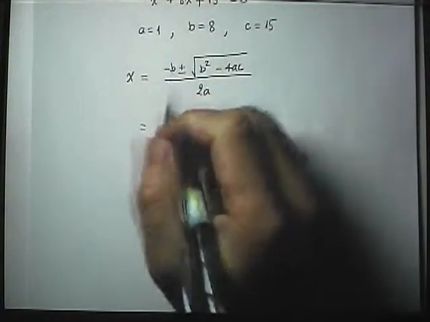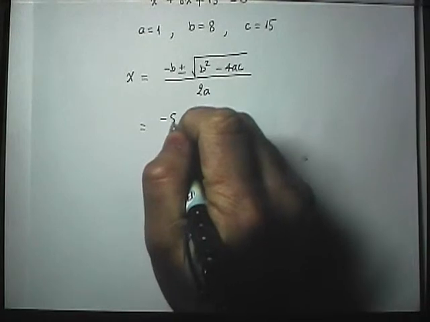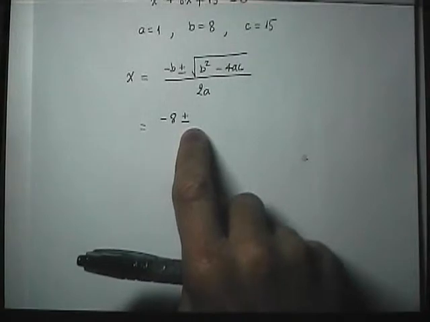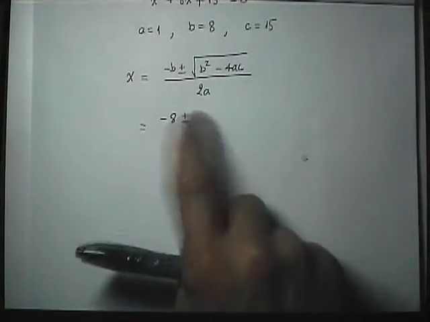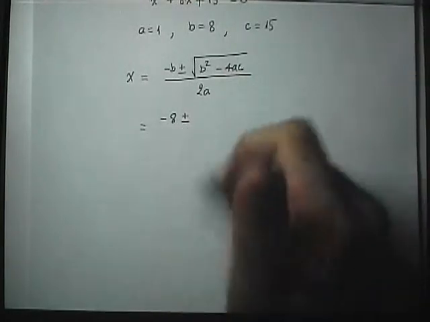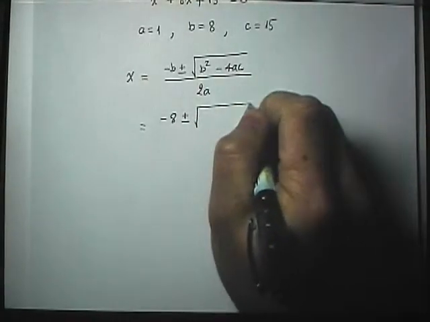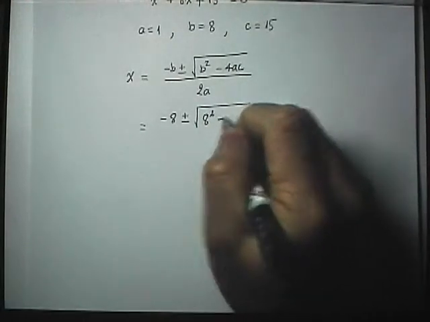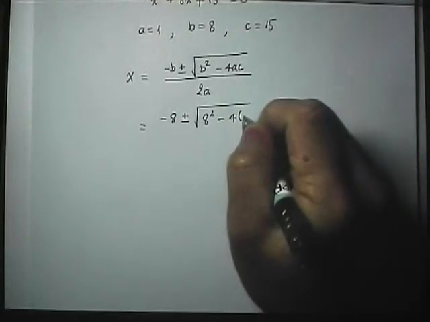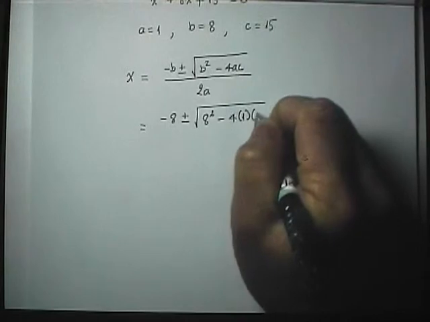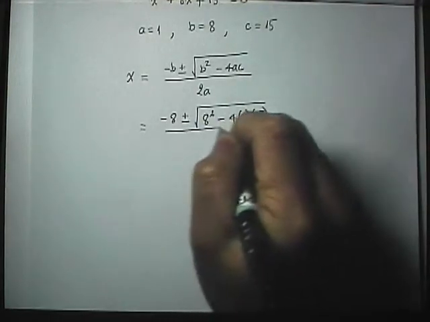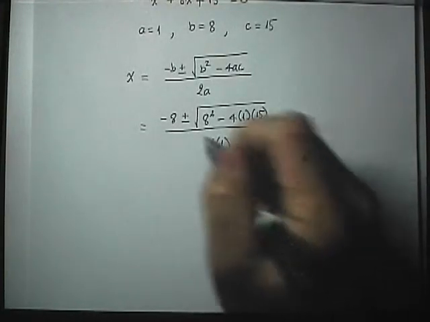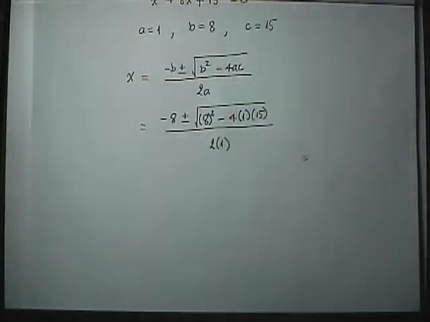So according to the formula, we're going to have minus 8 plus and minus. And keep in mind the plus and minus here represents that we're going to have 2 separate operations: one operation is a plus and the other operation is a minus. So we're going to end up with 2 expected answers. Then the square root of b squared, which is 8 squared, minus 4 times a, which is 1, times c, which is 15, all underneath the square root, and all divided by 2 times 1. Once again, I should have put parentheses around the 8, shouldn't I?